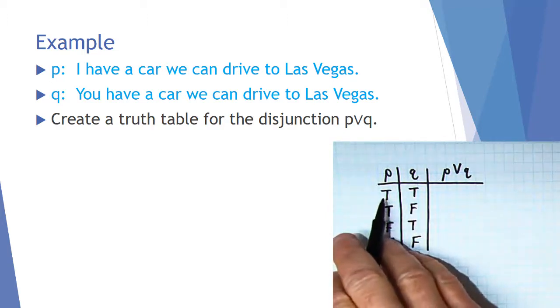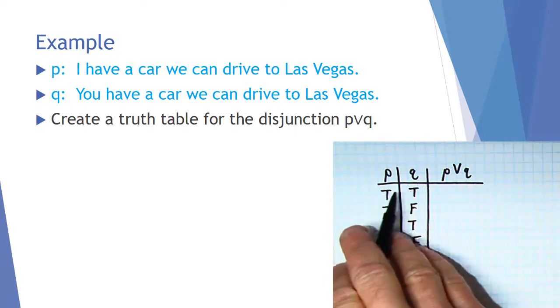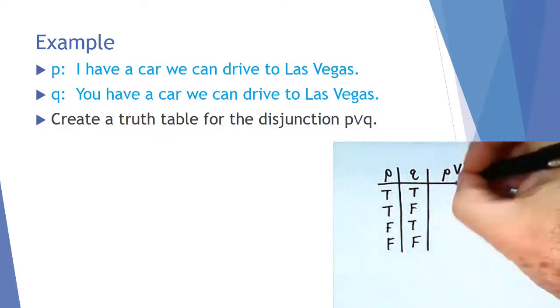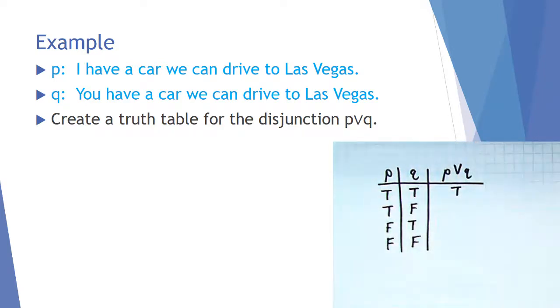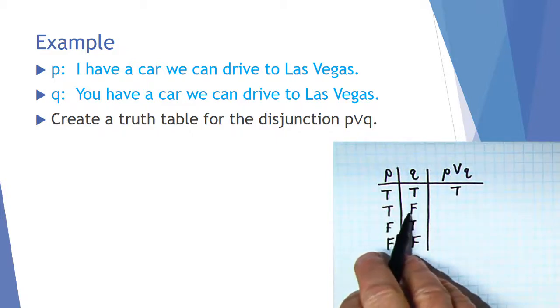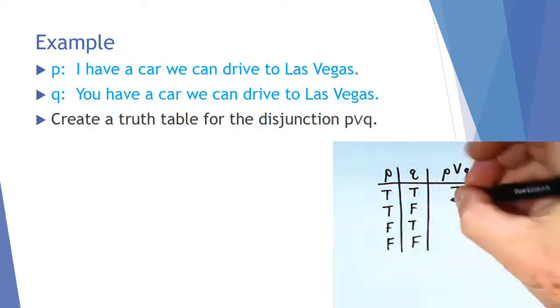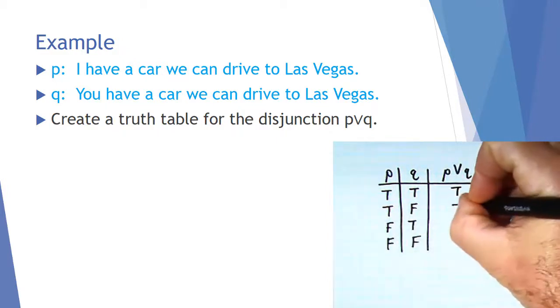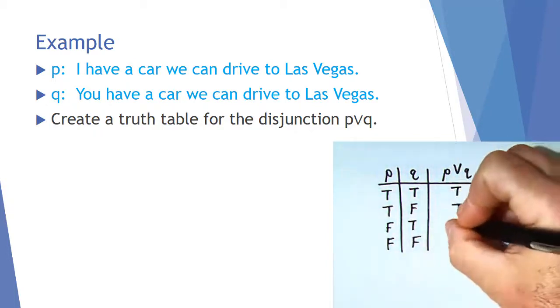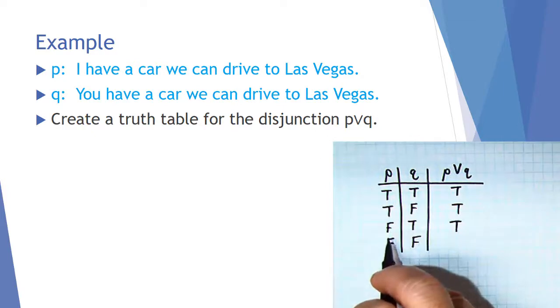For our first one, P is true and Q is true, and therefore the disjunction P or Q is going to be true. We both have a car, and so we can go to Las Vegas. Row 2, P is true, but Q is false. The disjunction is true since P is true. One of us has a car. Row 3, you have the car, so the disjunction is true.